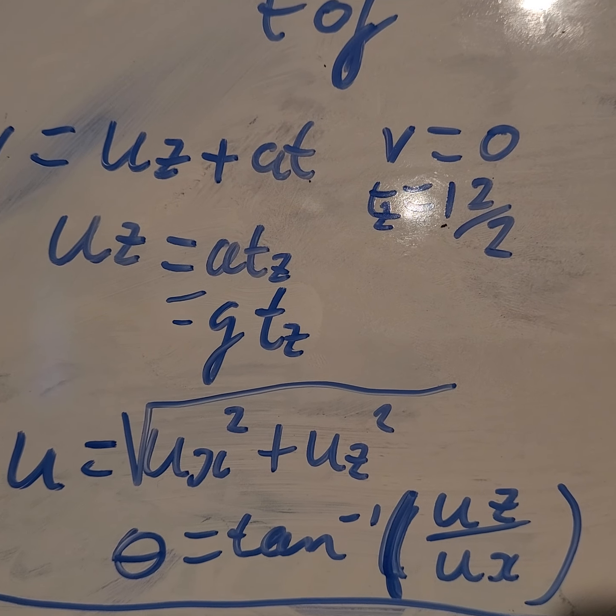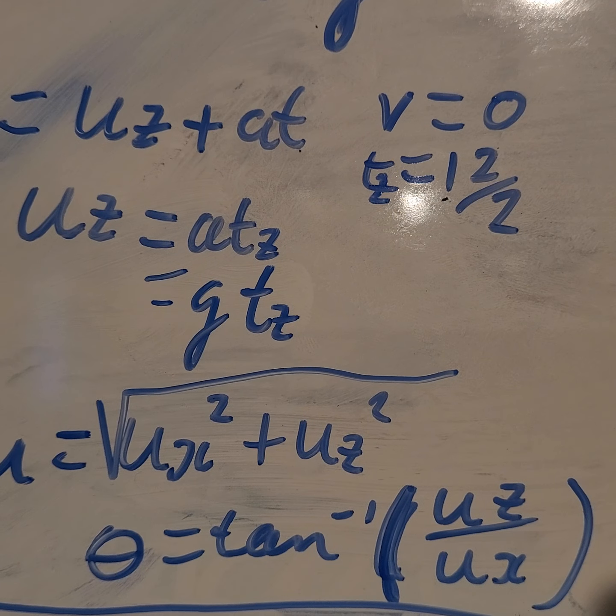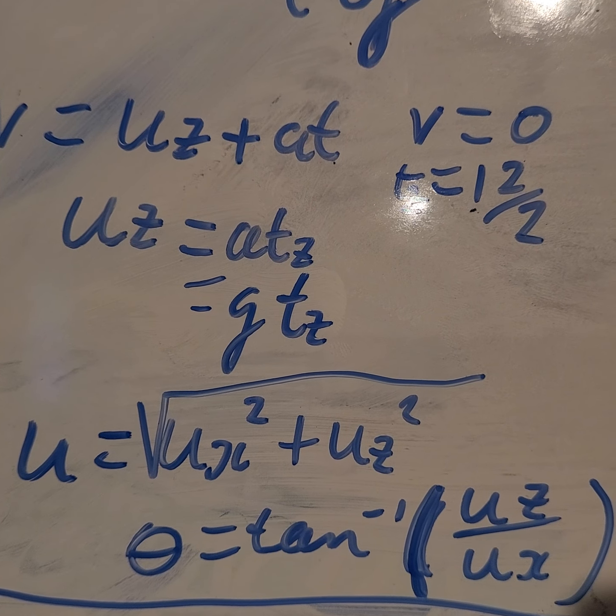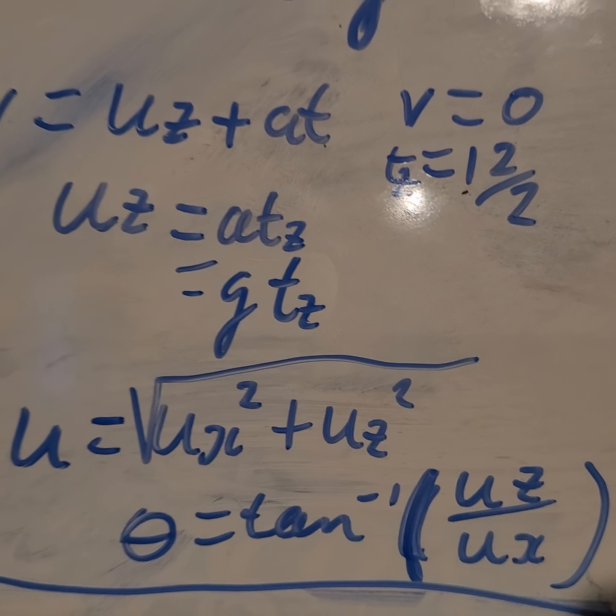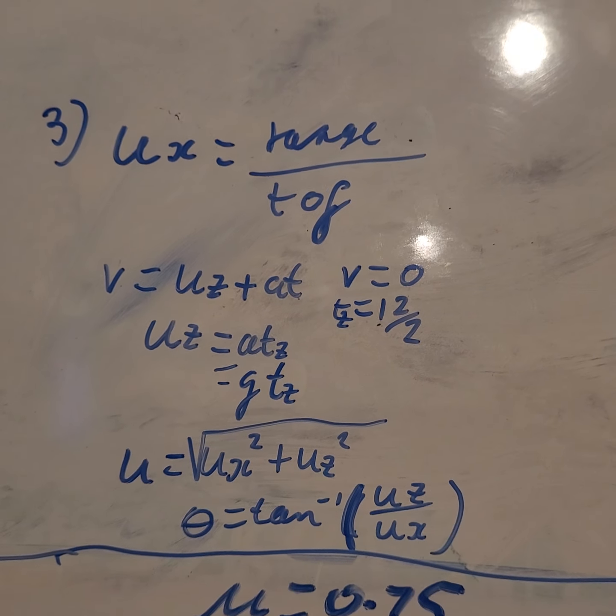And you can find that angle by doing tan to the minus 1 of the velocity in the z direction over the velocity in the x direction. So I'll just zoom out a bit so you can see that nicely.